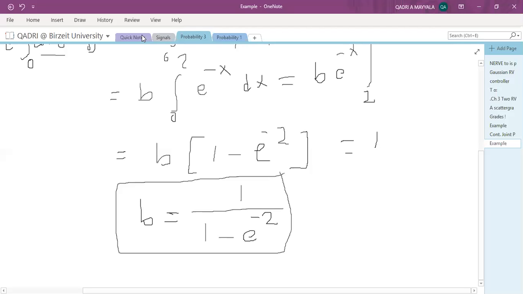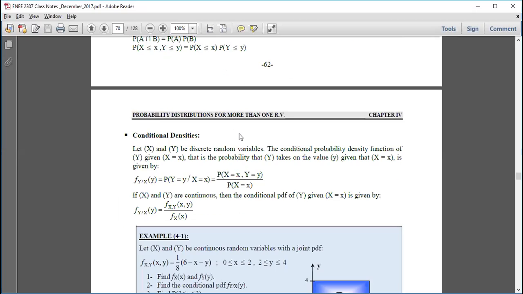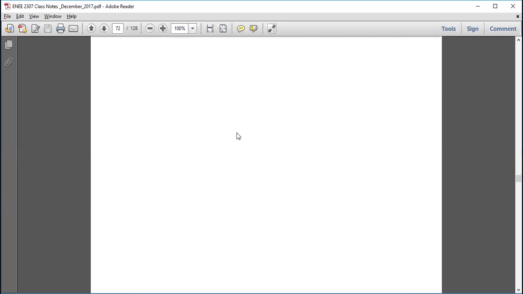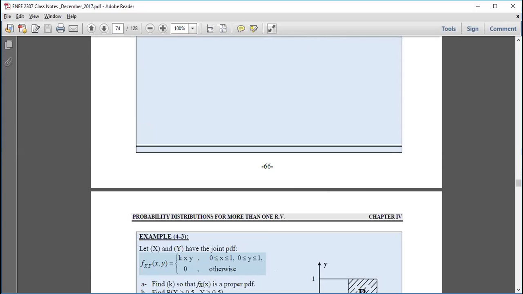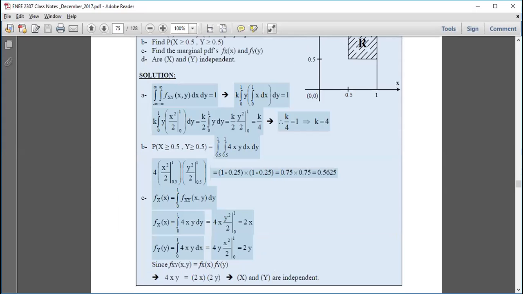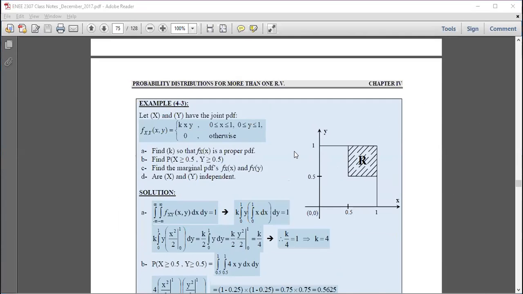Let's go back to the class notes. Let's start with this example.